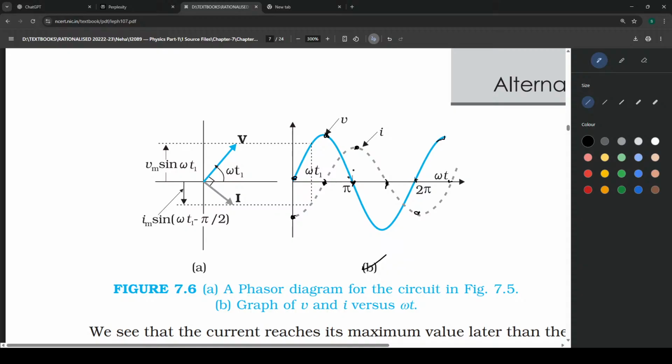And if we observe here, this is also a sine wave, and this is also a sine wave. It seems as though the current sine wave has shifted slightly forward. That is what lagging by 90 degrees is.